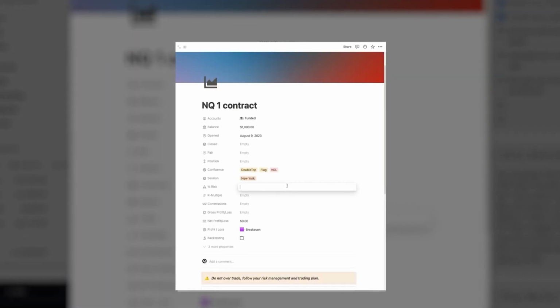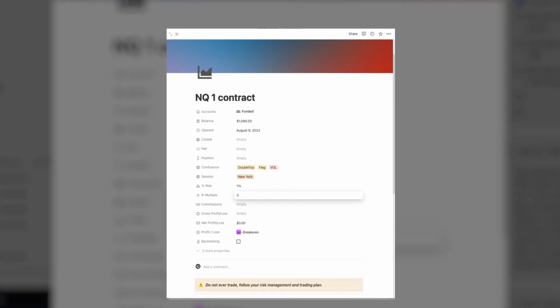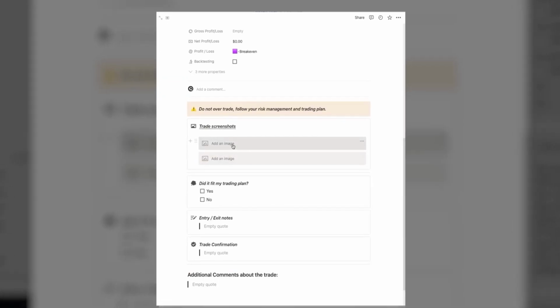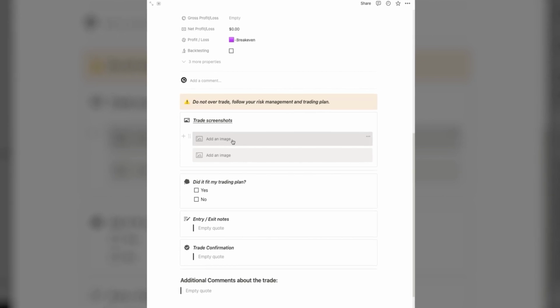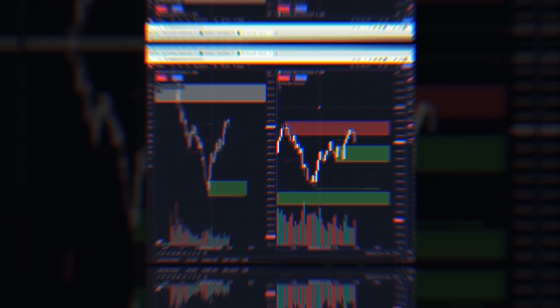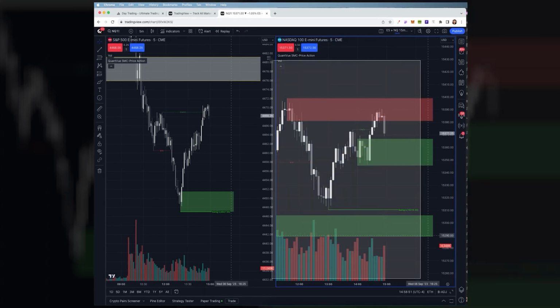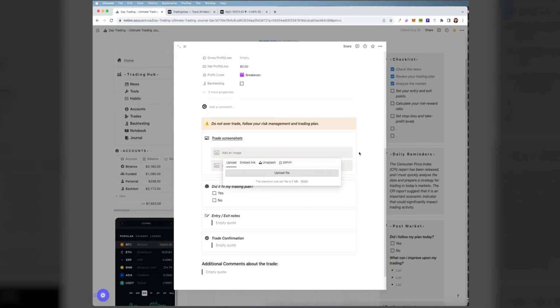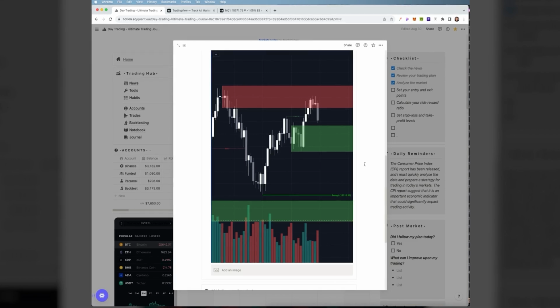For example, what percent you risked. Let's say you risked 1%. The RR you had, let's say it was 3 to 1. You can put your gross profit, your net profit. And then what's really cool is you can add your specific trade screenshot right here in the trade dashboard. So let's say you had placed a trade somewhere in here, go ahead, screenshot this. And then what you can do is you can throw that right into the trade tracker here. So you have the exact trading screenshot all in one place.